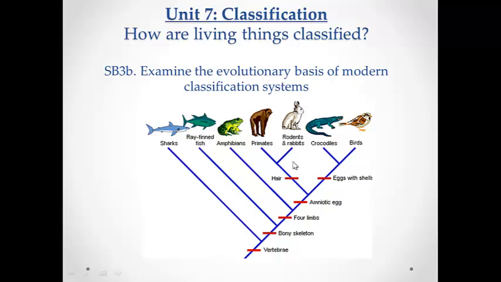So this crocodile and this bird are very closely related because they share, and they share because they both stem off after all of these characteristics along this main stem. So they both share eggs with shells, they both have amniotic eggs, they both have four limbs, they both have bony skeletons, and they both have vertebrae. So they have 1, 2, 3, 4, 5 things in common, which make them very closely related. All right.